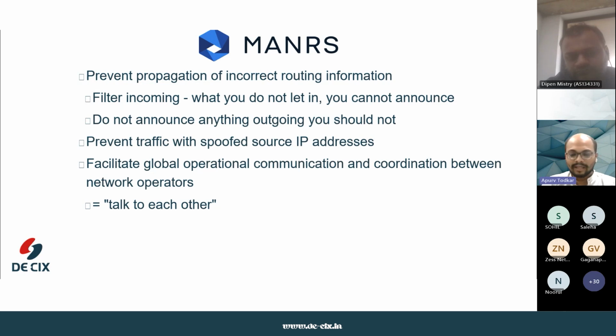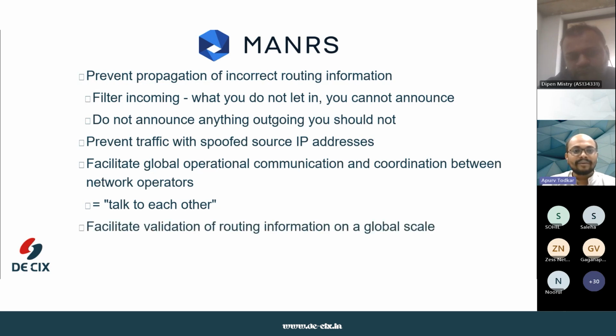Next, we also have to prevent traffic with spoofed IP addresses, by implementing mechanisms to stop IP address spoofing, which can lead to malicious activities in the network. Then you can facilitate global communication. Like if there's an issue with one of your neighboring ASNs or your BGP peering partners, you can communicate with them. Good coordination with them also helps to resolve routing issues quickly.